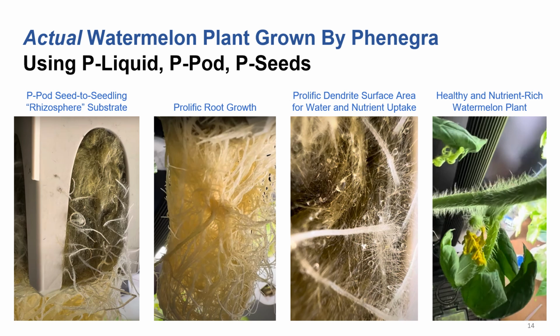To the right, you have prolific root growth happening. Then you have the third picture where you have prolific dendrite surface area for water and nutrient uptake. Look at those dendrites forming off of the roots. That increases your capabilities. And then on the very last picture, you have a healthy, nutrient-rich watermelon plant.